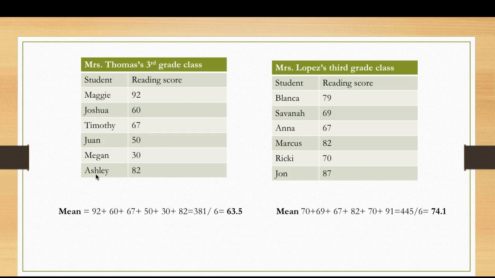Please humour me. I calculated the mean by adding up all the students' test scores and dividing by 6, because there's only 6 students in the school. So we can see here that I added Maggie's through Ashley's scores, and that gave me the sum of 381. I divided by 6 because that's how many students there are in a class, and the mean in Mrs. Thomas's third grade class was 63.5, whereas the mean in Mrs. Lopez's class was 74.1, and this is referring to their reading score on a benchmark test.